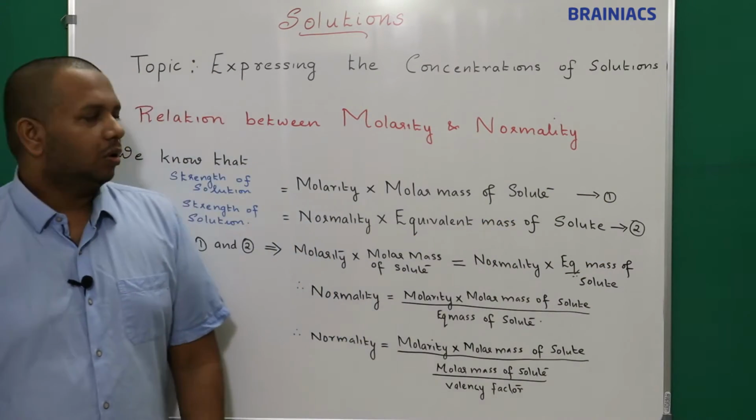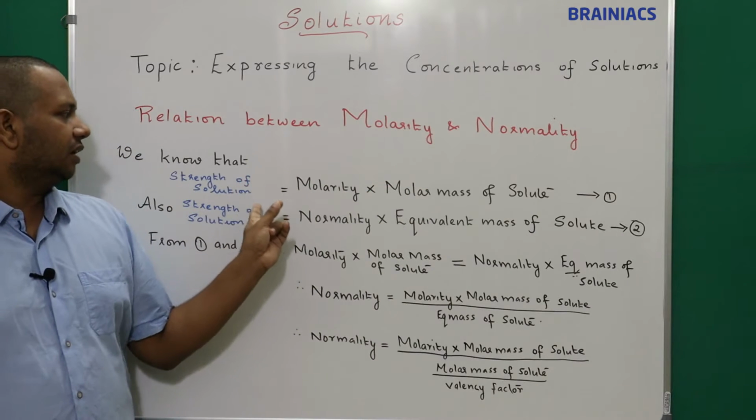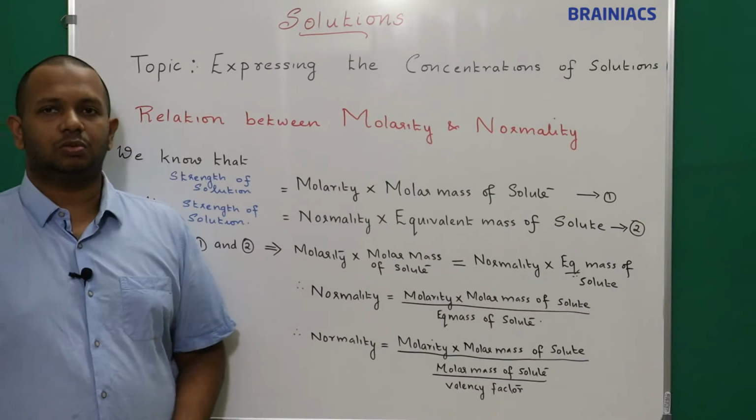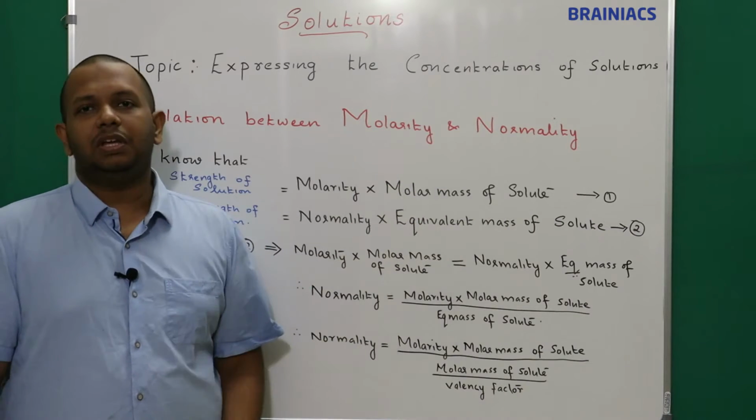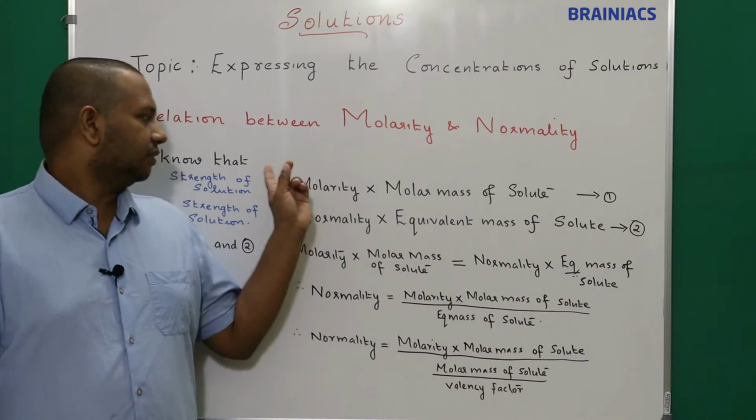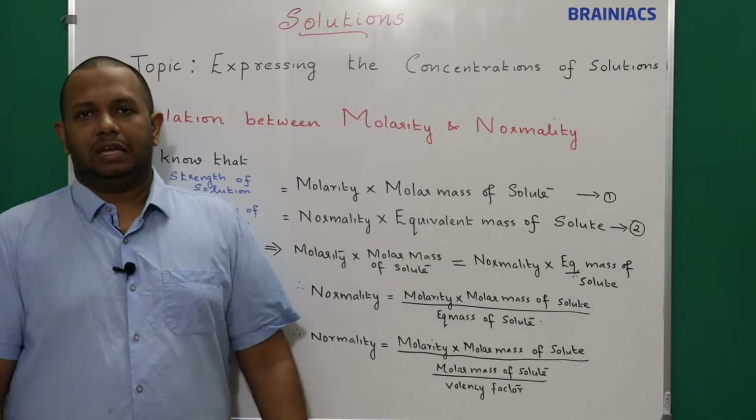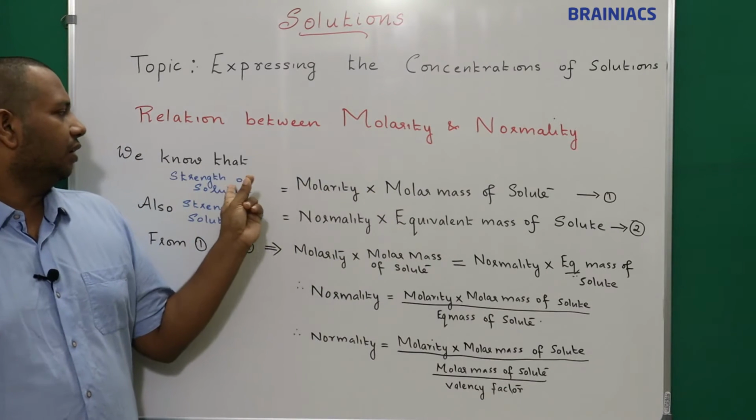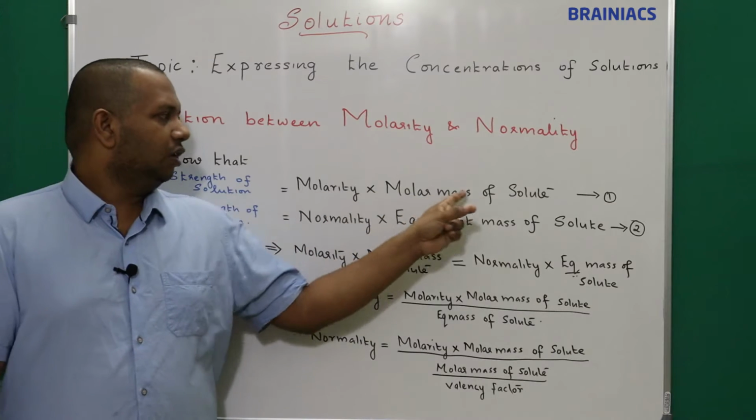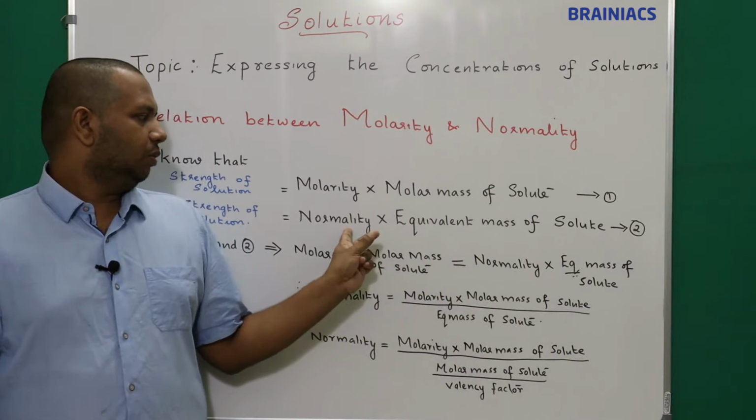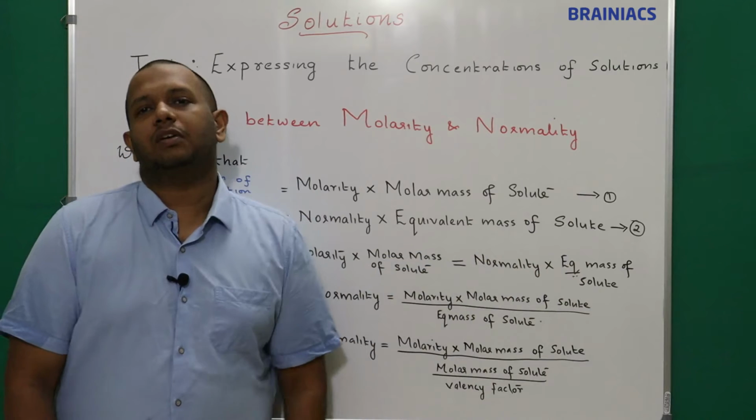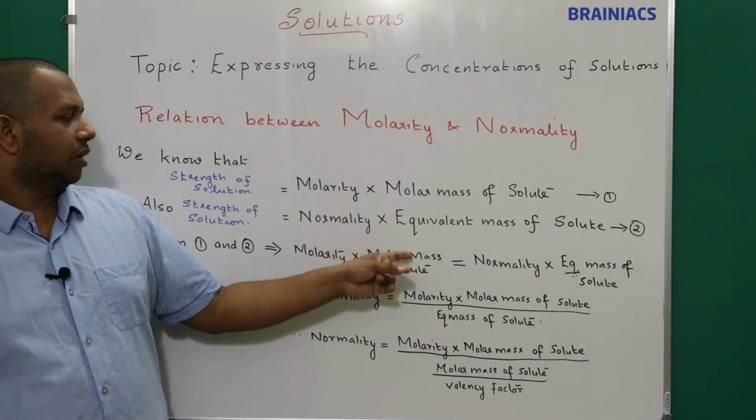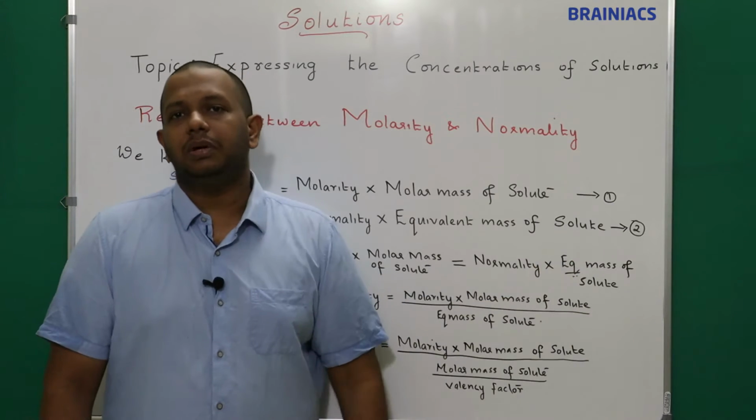On seeing this we know that the LHS of both equation 1 and 2 are the same, strength of the solution. So the RHS should also be equal in that case. If LHS are equal, then RHS should also be equal, so we can equate these two. On equating, we can write molarity into molar mass of the solute is equal to normality into equivalent mass of the solute.